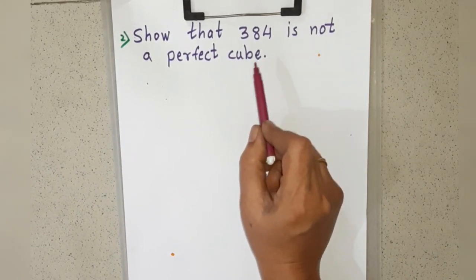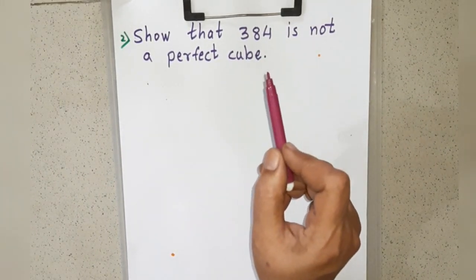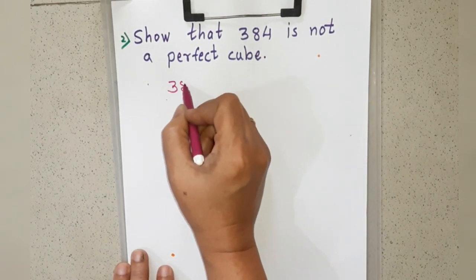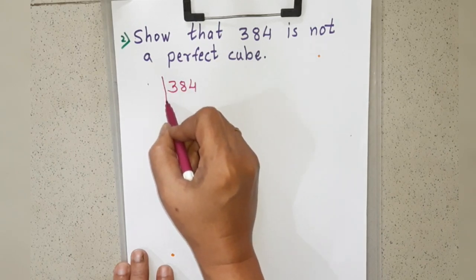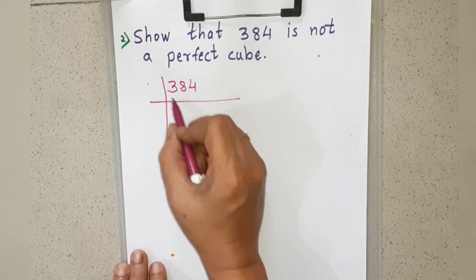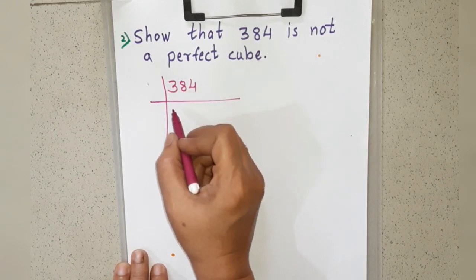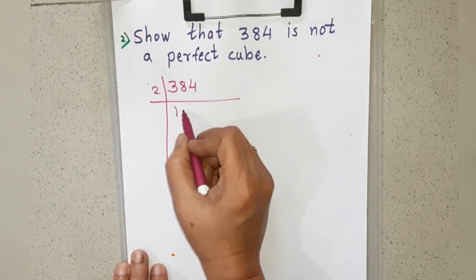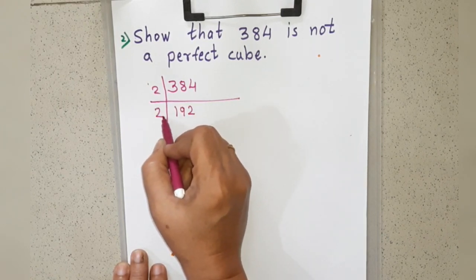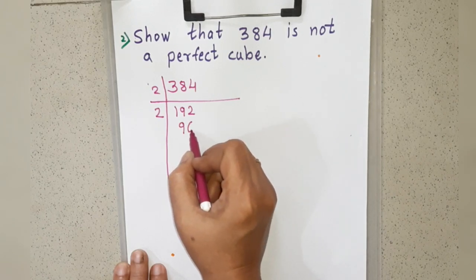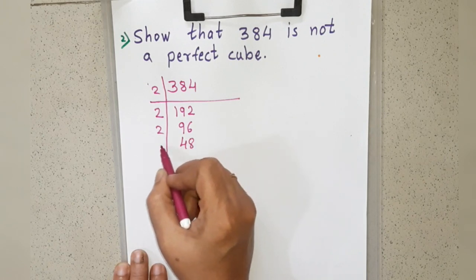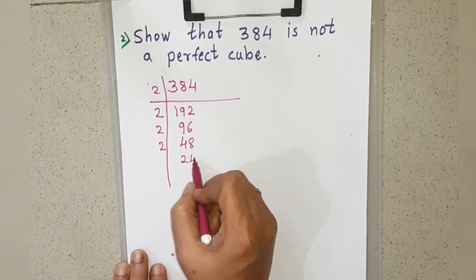Now we have seen when it was a perfect cube, the primes were occurring in groups of 3. So let us check what happens when we find the prime factorization of 384. Since it is divisible by 2, dividing by 2 I get 192. It is easy to divide by 2, children, just do half of that. 192, again I divide by 2, I get 96. 96 I divide by 2, I get 48.